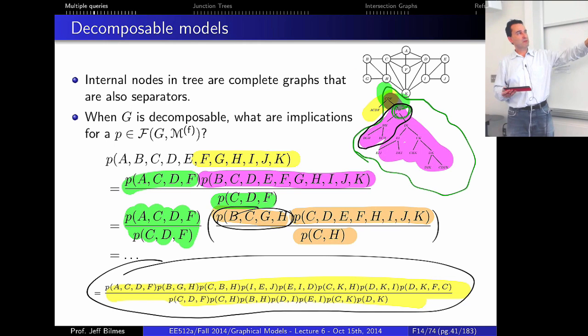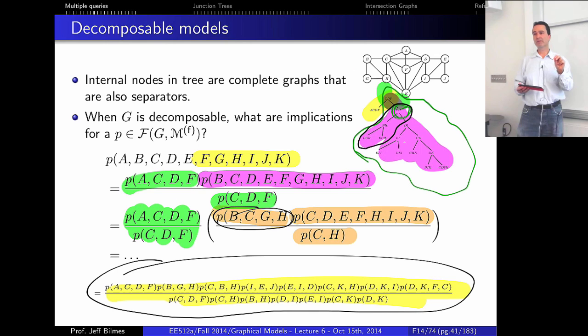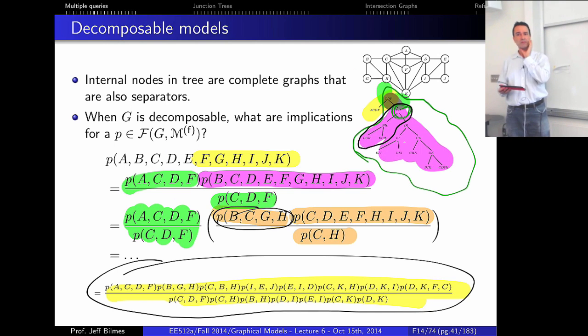Notice that in this representation, we've got a product of factors in the numerator and a product of factors in the denominator. What this means is that it is possible to have products of factors where each factor is a true marginal. This gets back into your question about whether this is conditional independence. Yes, it is. And in fact, not only that, but these factors can really be the marginals. We're getting a representation of the distribution where these factors are marginals.